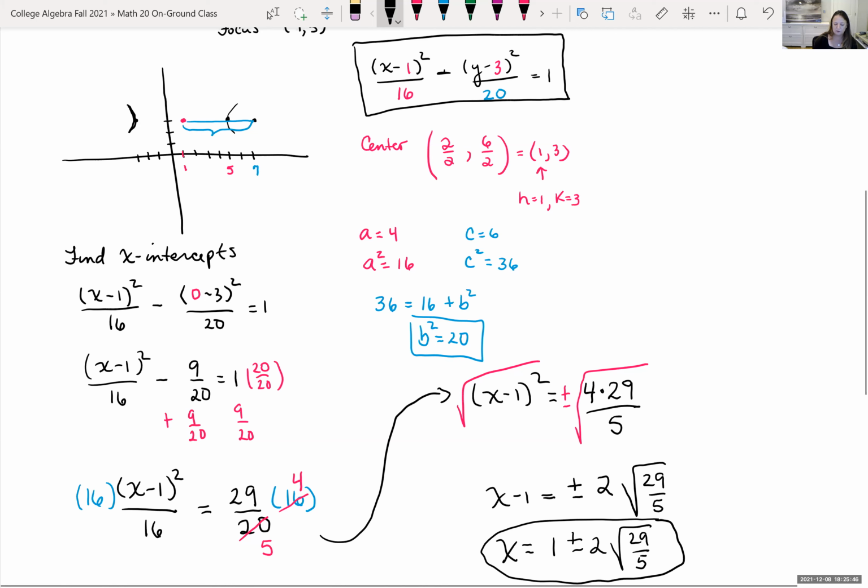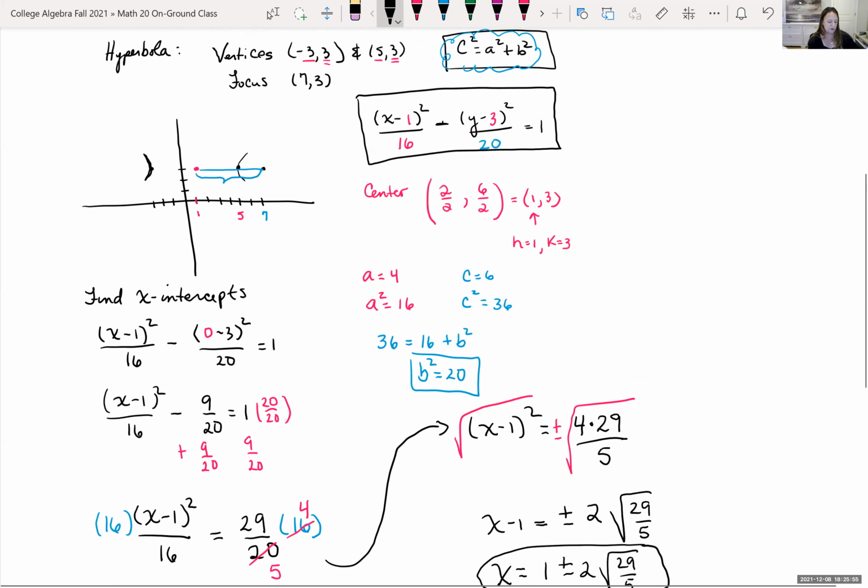I could clean it up a little bit if I wanted to. I could put it in decimal form if I wanted to. I could rationalize the denominator if I wanted to. But I'm not going to.